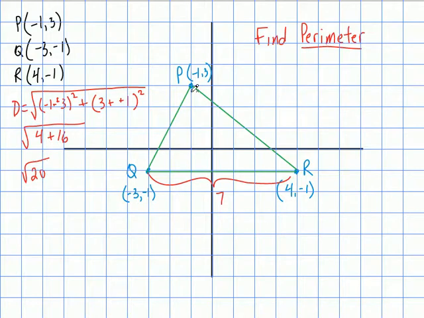So make sure you realize that. So what's the length of this line right here? It's not 20. It's the square root of 20. All right, so I just write it. It's not the same thing.